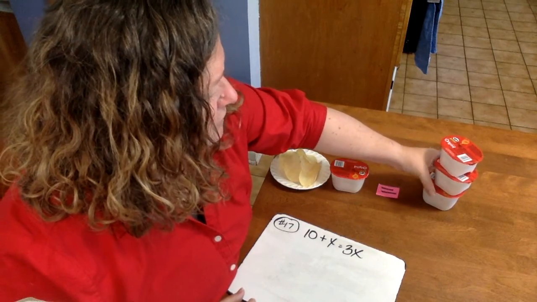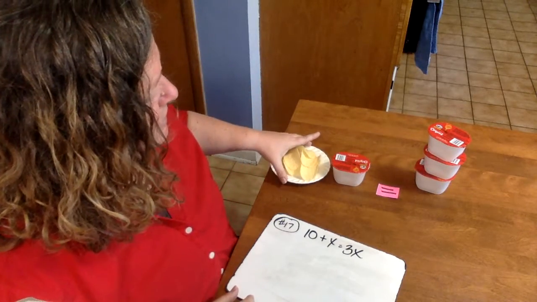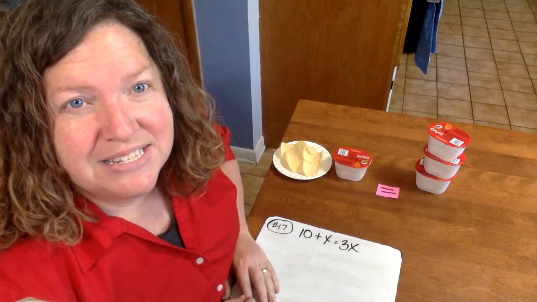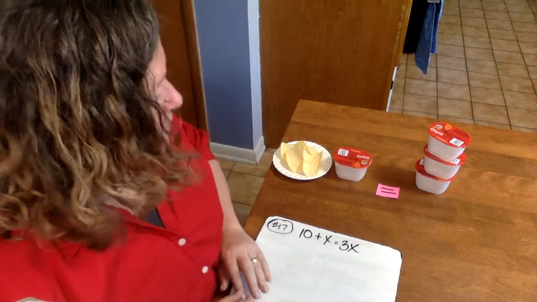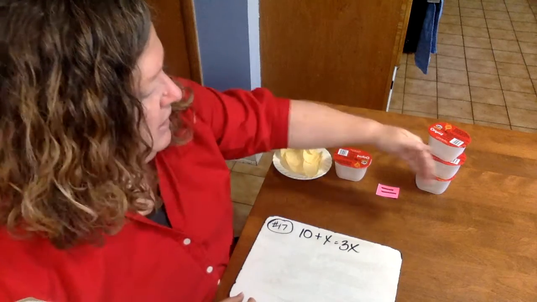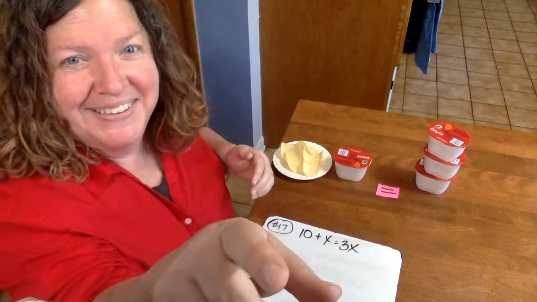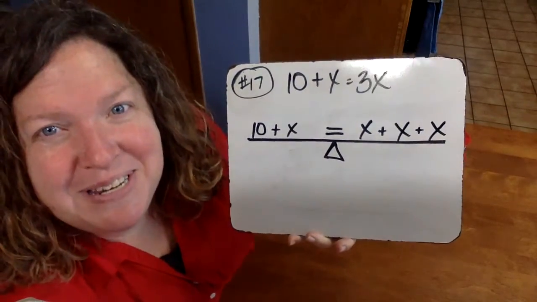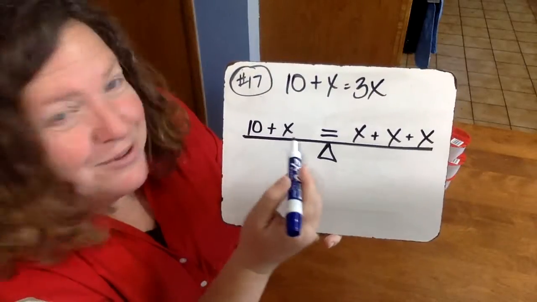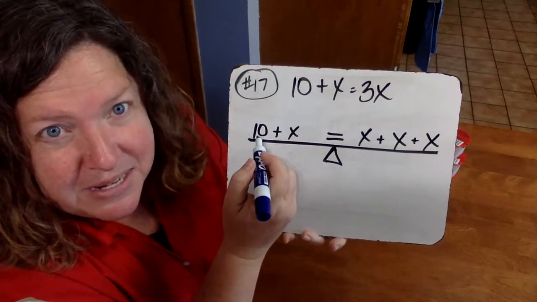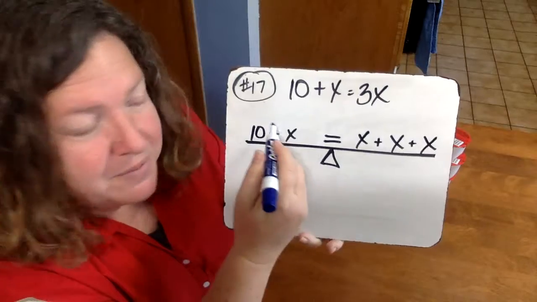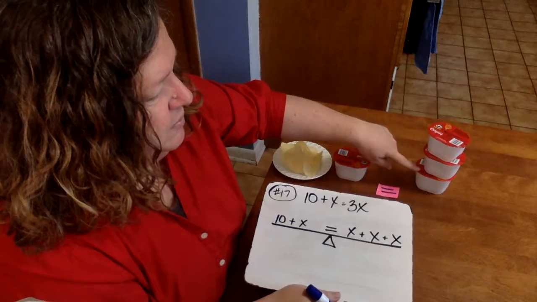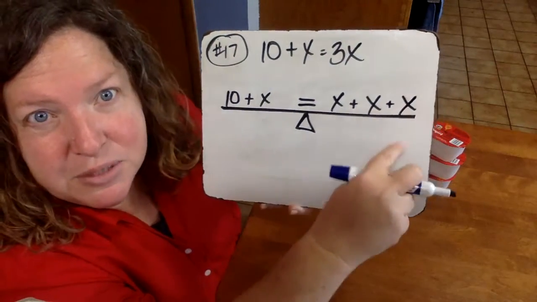Now, how are we going to solve that then? What are we going to do to try to isolate the variable, to try to get only one mystery group on one side? Pause and see if you can do it. All right, I've drawn a teeter-totter for us. So on one side of the teeter-totter, 10 and x are teeter-tottering. On the other side, 3x, remember, is just like x plus x plus x.